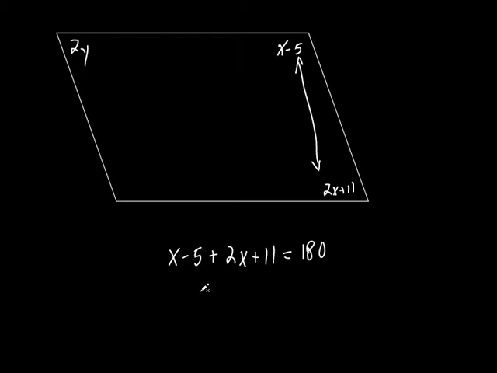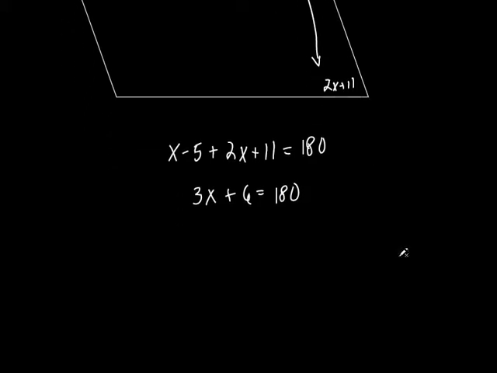Let's do this. x plus 2x is 3x. Negative 5 plus 11 is plus 6. That was one little extra thing that we didn't do on the other problem. And now it's all pretty much the same. Subtract 6 from both sides. So that's 3x equals 174. Didn't we use this number already?